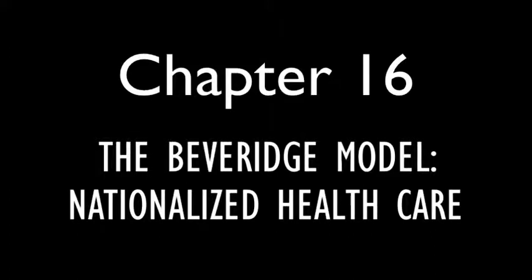We are going to start looking at different healthcare systems across the world today. And today we're going to go through the Beveridge model. The Beveridge model is chapter 16 of your textbook. The title of the chapter is The Beveridge Model, Nationalized Healthcare.